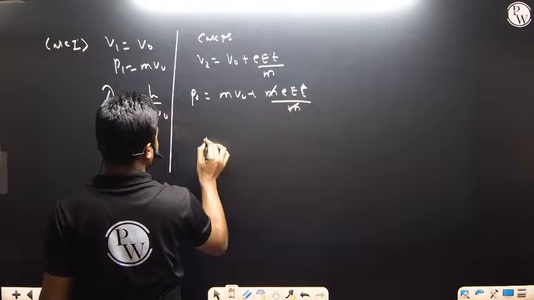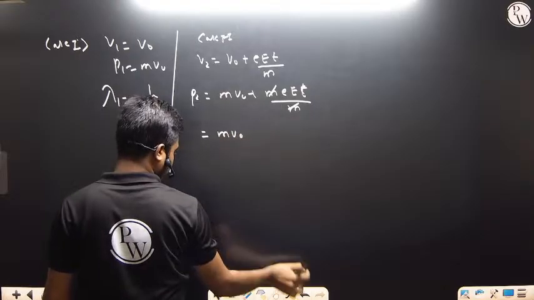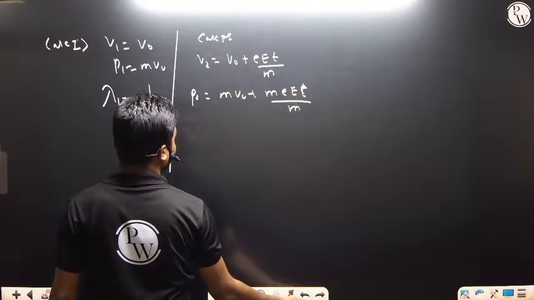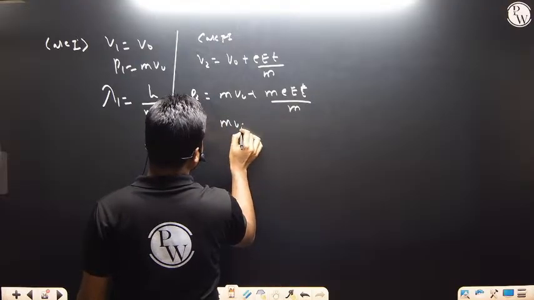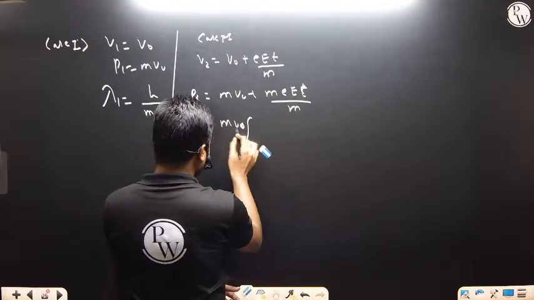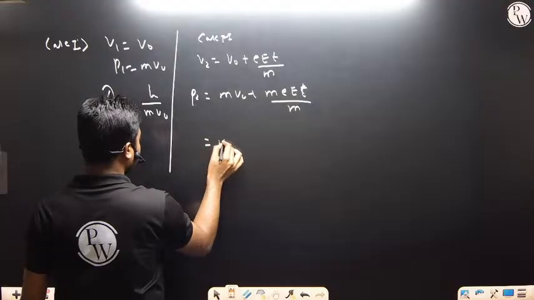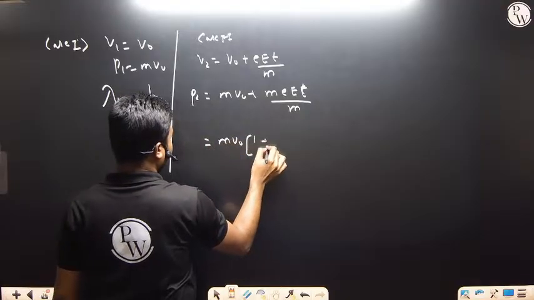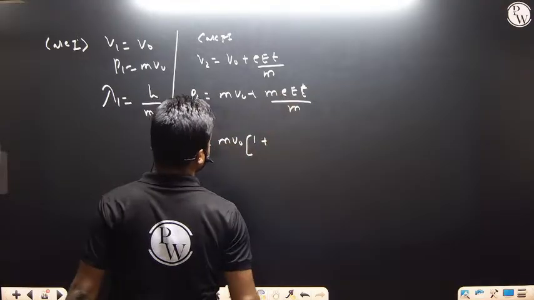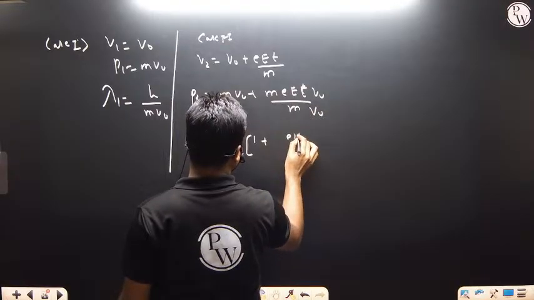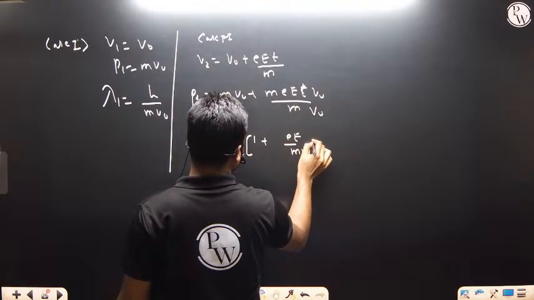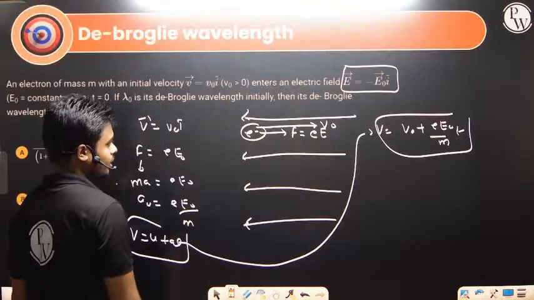The m's cancel over here. Suppose I write m v naught common, okay, don't cancel this, we have to check. So if I take m v naught common, what are we getting? 1 plus, multiplying by v naught and dividing by v naught, 1 plus E divided by m v naught into t. This particular thing we are getting.